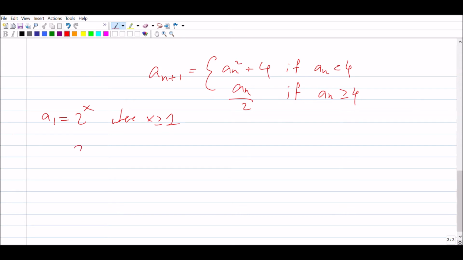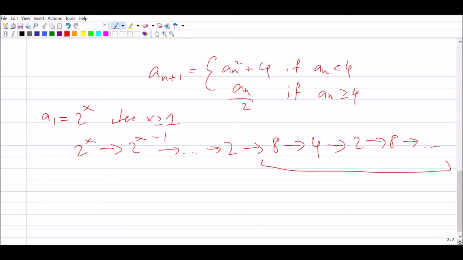So then we notice what will happen in the sequence. We start at 2 to the power x. If x is greater or equal to 2, then we'll go to 2 to the power x minus 1, and we'll continue in such a way till we get to 2. And if x was equal to 1, then we're already at 2. So now that we're at 2, since 2 is less than 4, the next term will be 2 squared plus 4, which is 8. And then after that, 8 divided by 2 is 4. Then again 2, 8, 4, 2, and so on. So this is a repeating sequence from here.